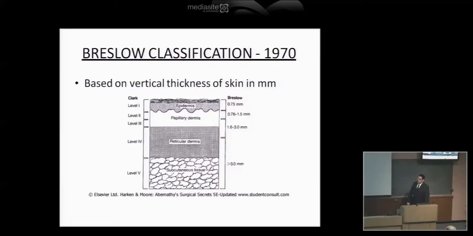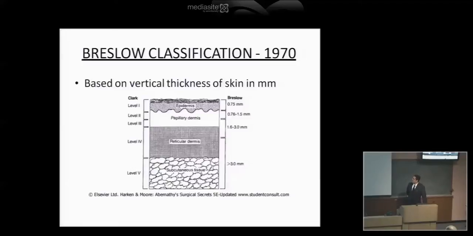This was followed by the Breslow classification that came the next year, and the Breslow classification was based on vertical thickness of skin in millimeters, and it took patients and divided them into level 1 being less than 0.75 millimeters thick, level 2 between 0.76 and 1.5 millimeters, level 3 was 1.6 to 3, and level 4 was more than 3 millimeters. This particular picture is important and shows why the Breslow classification is a much more reliable classification.